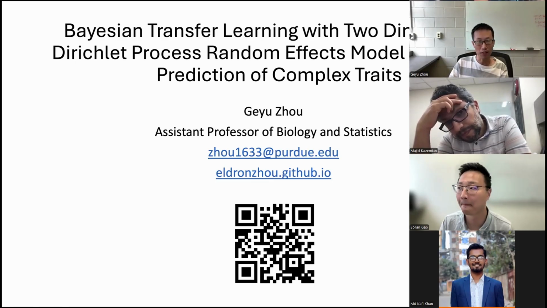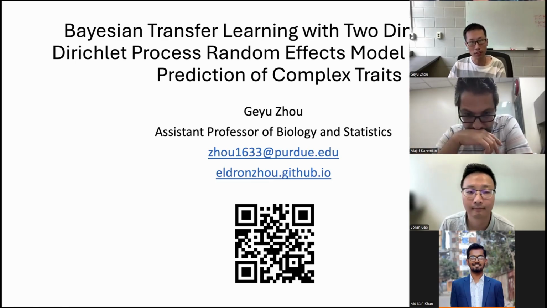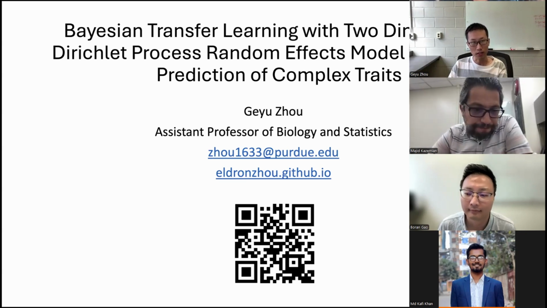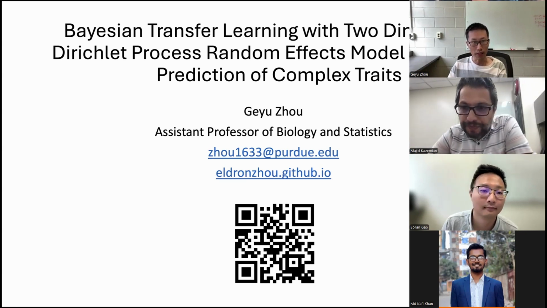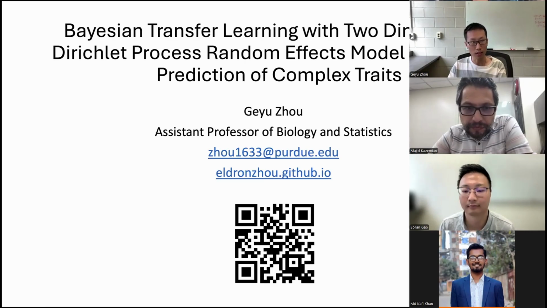So today I'm going to mainly talk about my research on genetic risk prediction, and my title is Bayesian transfer learning with 2D derivative process random effects model.